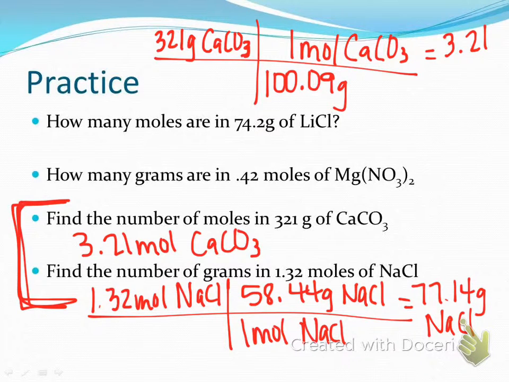Okay, so I'm going to go ahead and show what I had. This is what I saw most of you had for your answers. On this first one, find the number of moles in 321 grams. We had 3.21. You can be in that ballpark, right? 3.19, 3.22-ish. And then for number of grams, we were at about 77 point something.